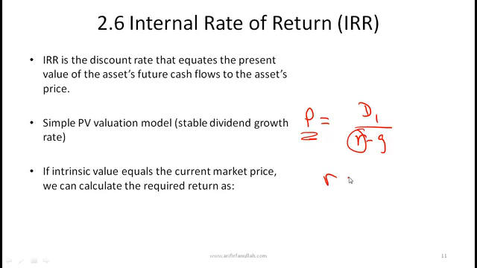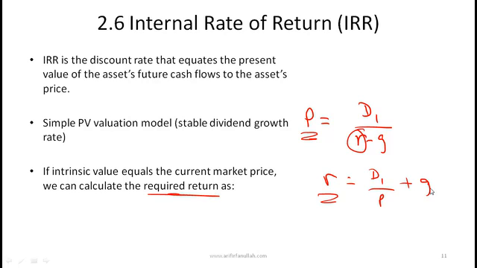You can simply say R is equal to what? D1 over P plus G. You've seen this enough times. Why do we say this? This R is actually an expected return or a required return? This is actually the expected return, because it is based on your expected dividend and your expected growth rate.